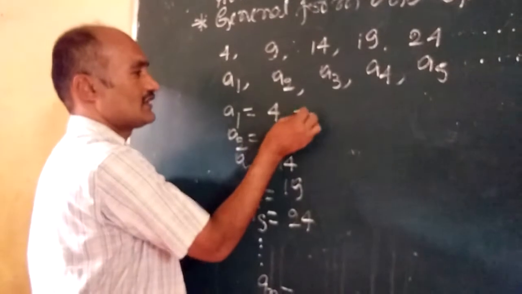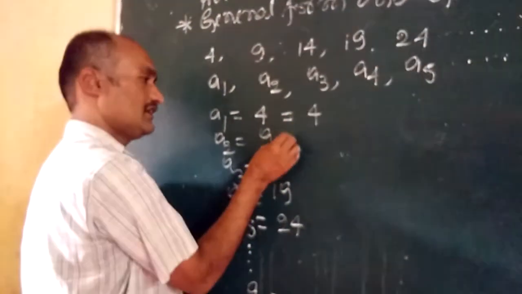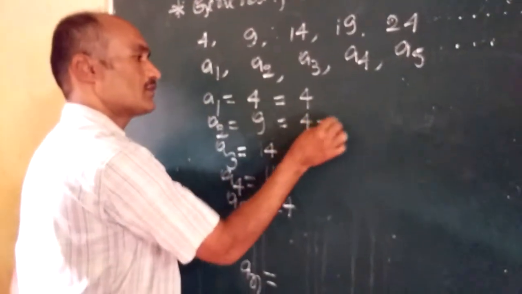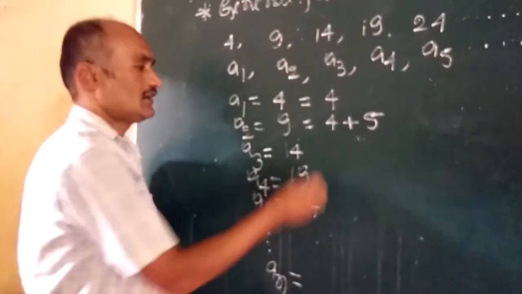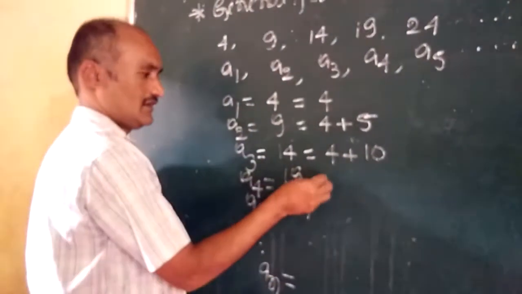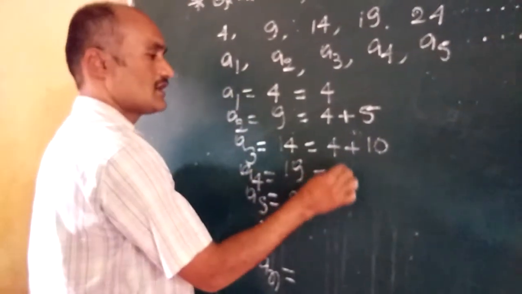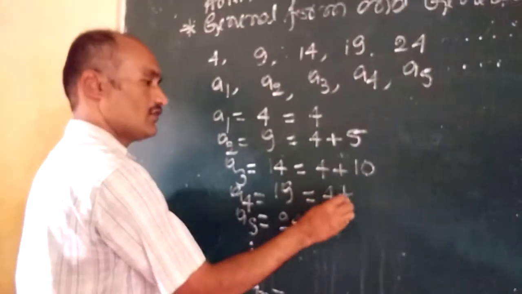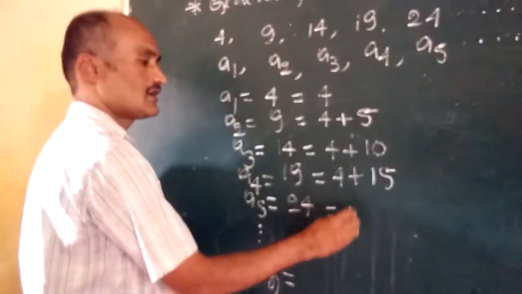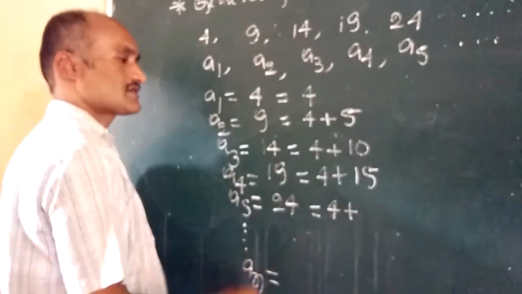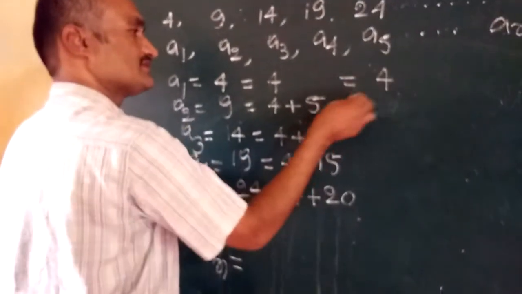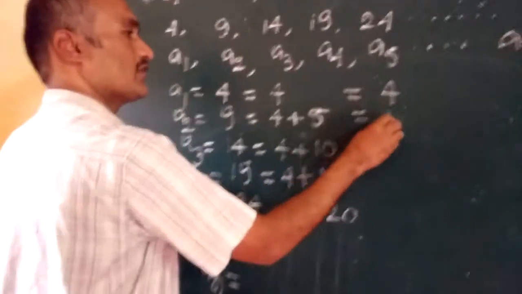The 4, I can write as 4 only. And this 9, I can write as 4 plus 5. And this 14, I can write as 4 plus 10. And this 19, I can write as 4 plus 15. And this 24, I can write as 4 plus 20. And this 4, I can write as 4 only.